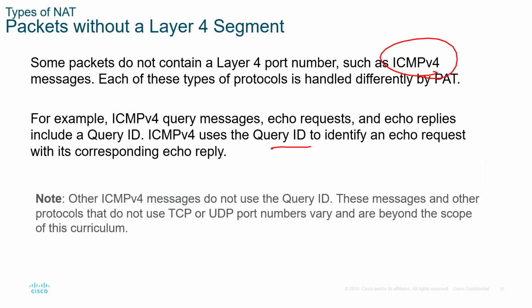Other ICMP messages do not use the query ID. These messages and other protocols that do not use TCP, UDP ports are beyond the scope of this curriculum. They are also beyond the scope of my brains. I don't know these type of messages. But anyway, this is up there. So we are basically saying we can use the query ID in place of the port ID. If we don't have the port numbers, we can use the query ID.